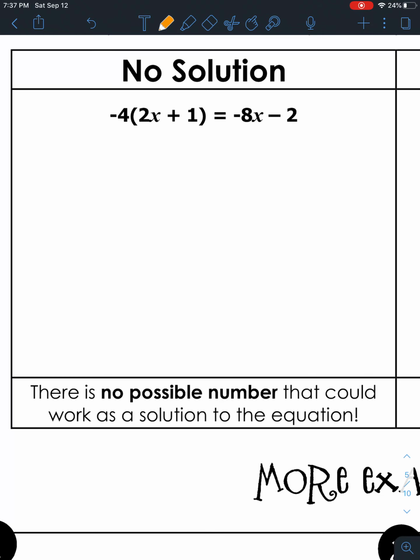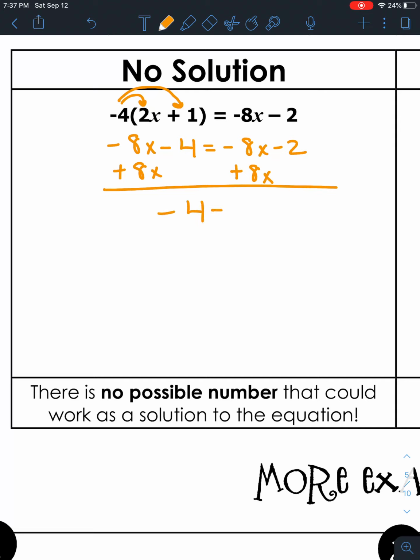So you go ahead and solve just like you normally would on any equation. We have to distribute this negative 4 to everybody on the inside. So you get negative 8x minus 4 equals negative 8x minus 2. Doesn't matter which side you move the x to, so I'm going to add 8x to both sides. That gives you negative 4 equals negative 2. Now, unless I have hit some kind of crazy mind-altering state here, negative 4 can never equal negative 2. This is why we call this no solution.